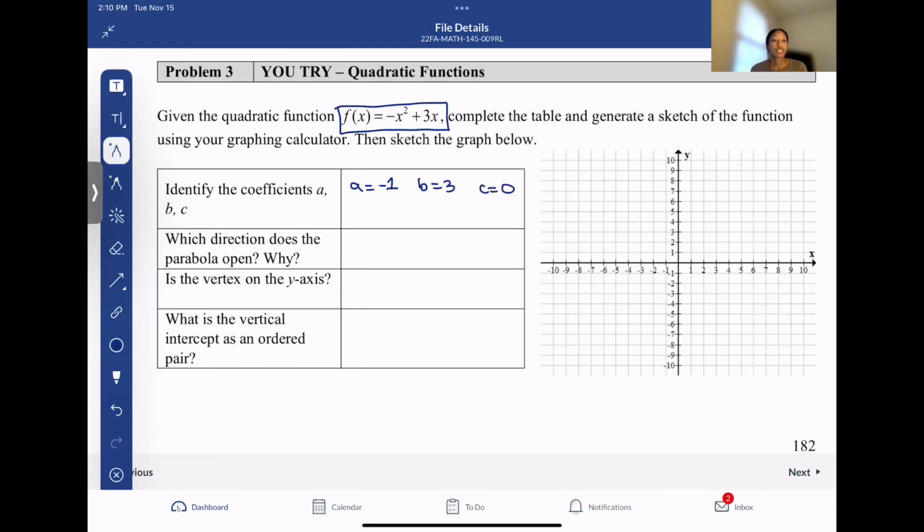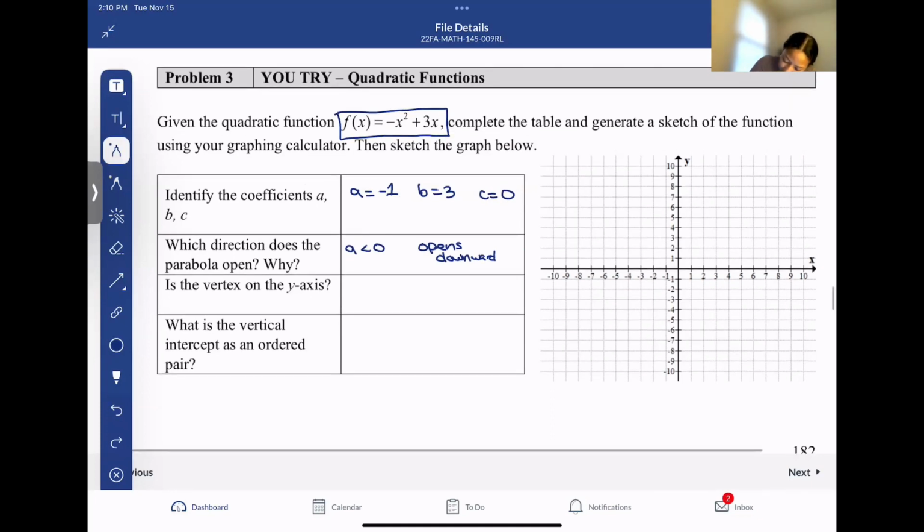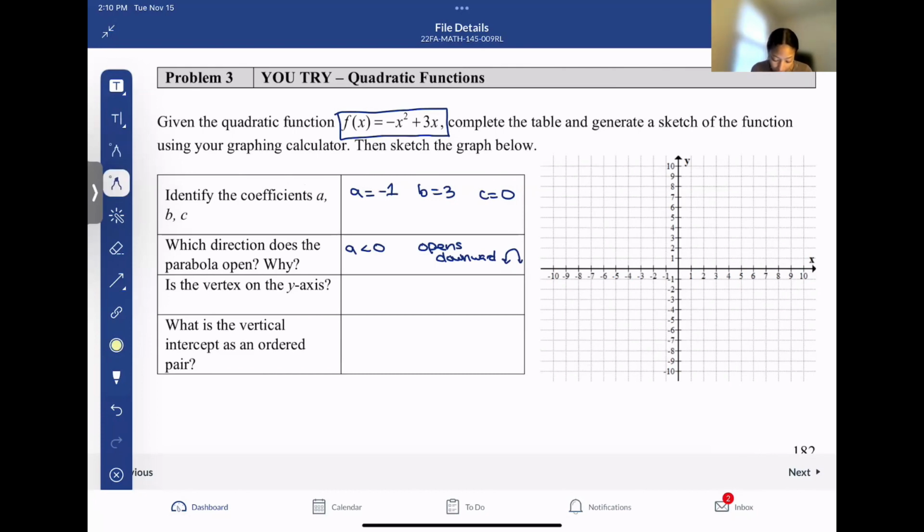All right, which direction does the parabola open? Since our a term is less than 0, this tells us that the parabola opens downward. So we're going to have a downward opening parabola. That's an ugly parabola, but you get the idea. Something that'll look like this. Okay. And then is the vertex on the y-axis? B is equal to 3, which is not 0. So b is not equal to 0.